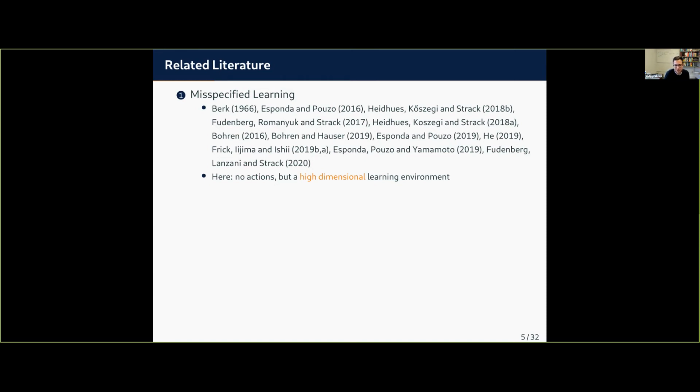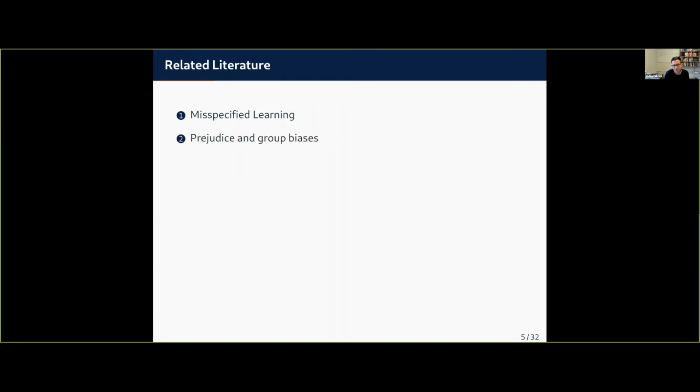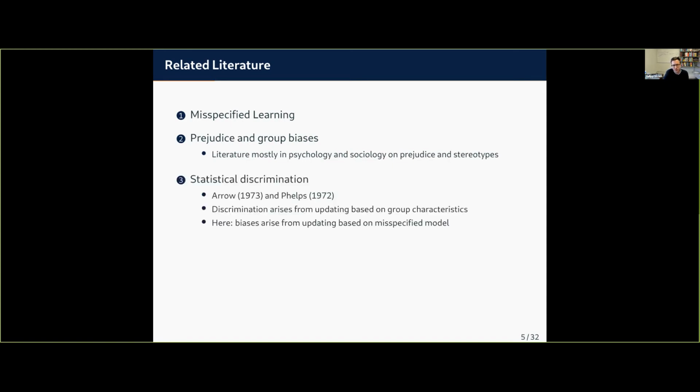There's a literature in economics and sociology on prejudice and group bias. And I'm going to give you references to this literature throughout the talk.